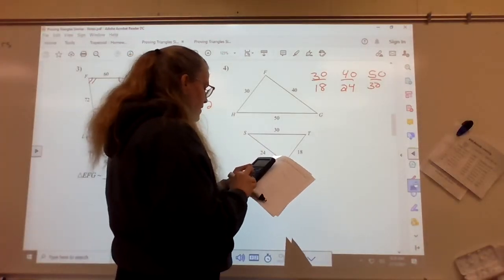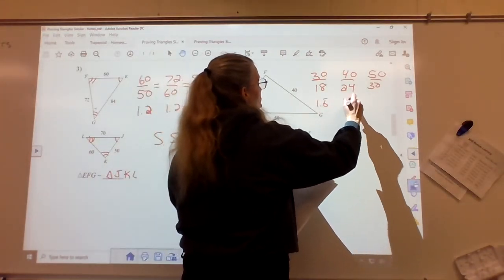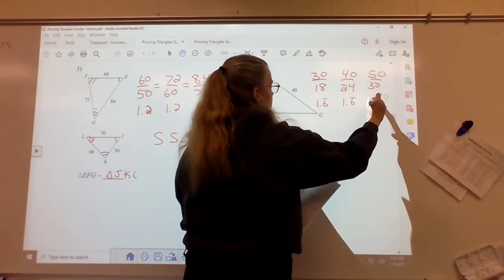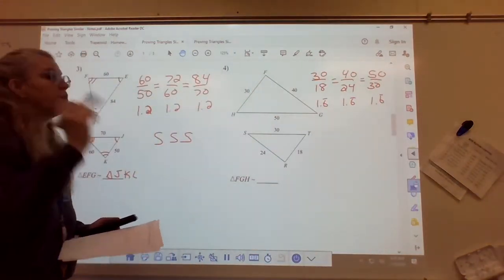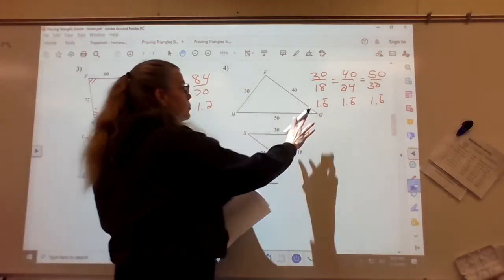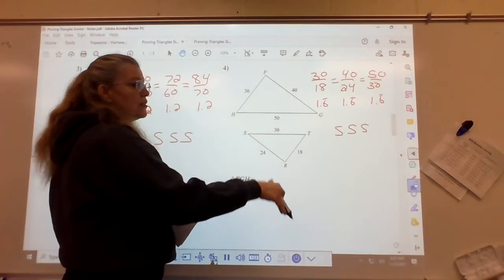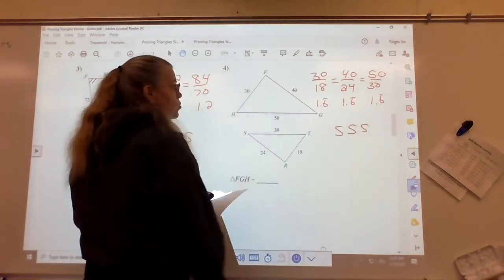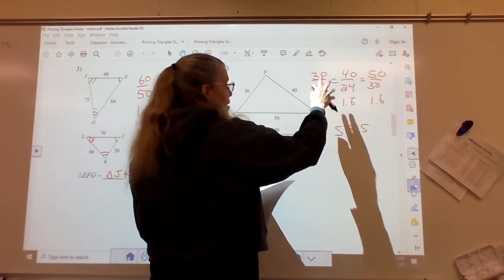30 divided by 18, I get 1.6. And it turns out that all of these give you 1.6. So therefore, yes, it worked. It's proportional. So because it's proportional, I can say it's side, side, side. And you'll find out later in these notes that sometimes it'll look like it's working, but one of these numbers won't be the same, so it doesn't work. So that's why you've got to check it.